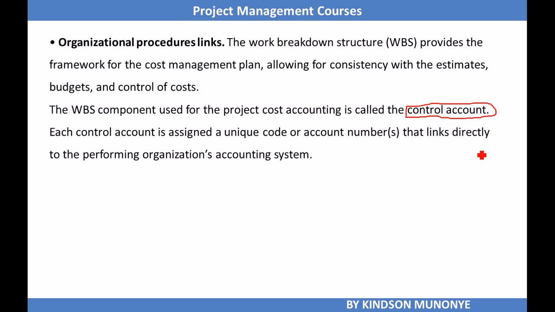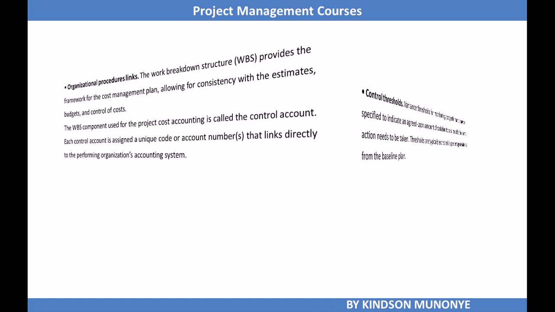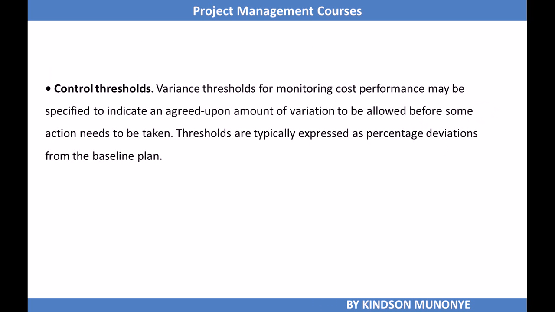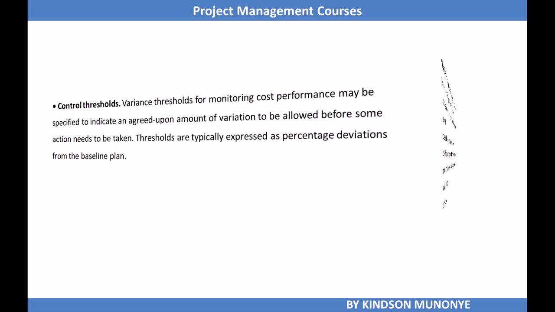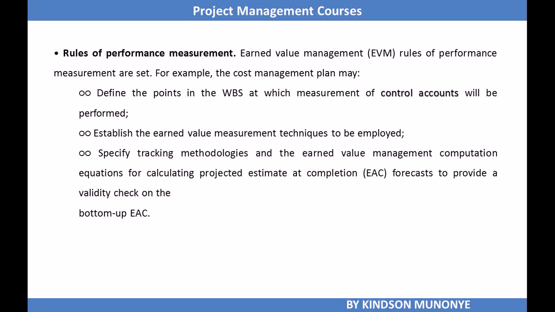It's possible to assign more than one work package to a control account. So control account is at a higher level than the work package. Each control account is assigned a unique code or account number that links directly to the performing organization's accounting system. The cost management plan also establishes control thresholds. Variance thresholds for monitoring cost performance may be specified in it. Rules for performance measurement, for instance, earned value measurement, are also set in the plan.